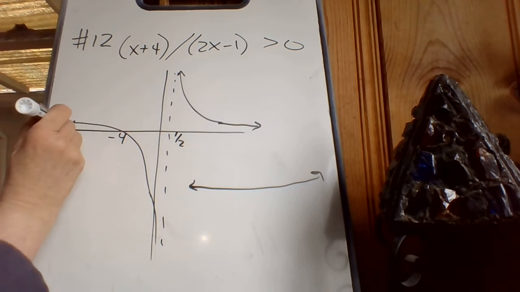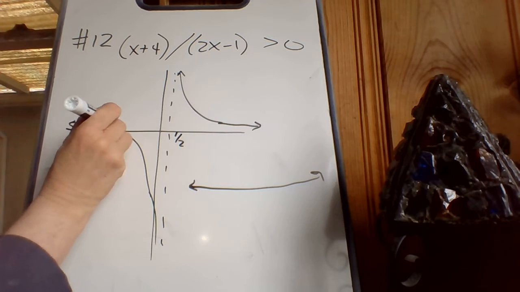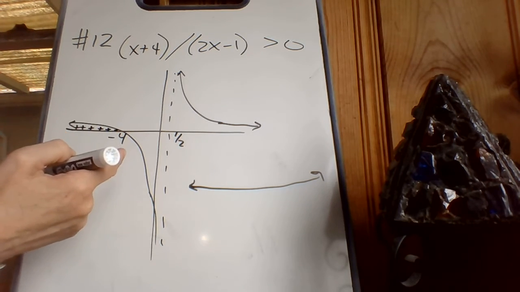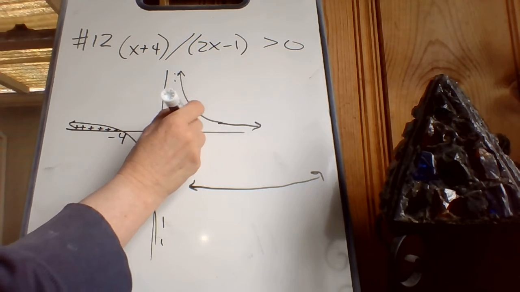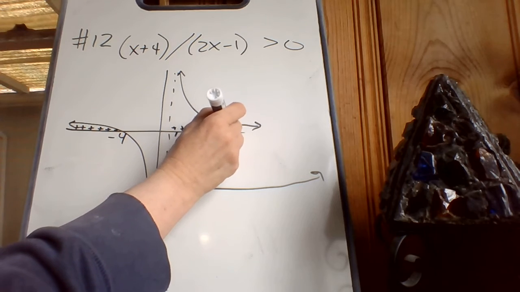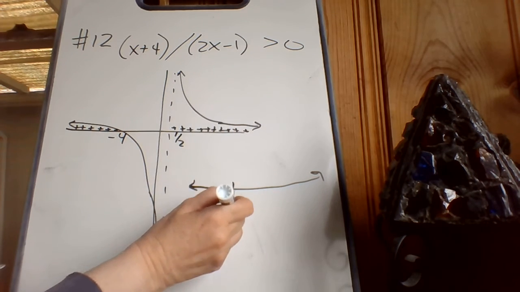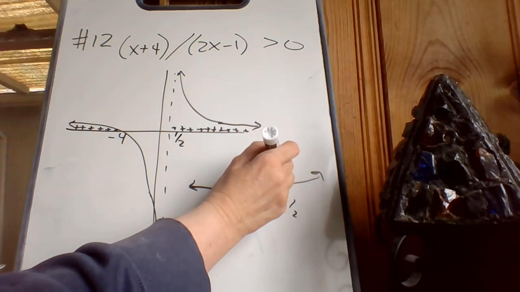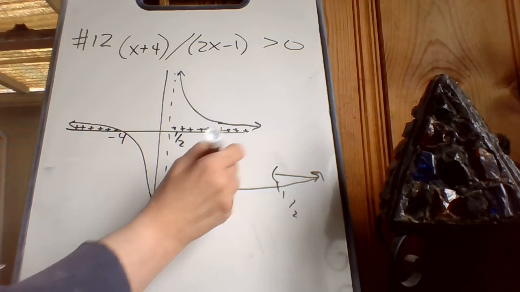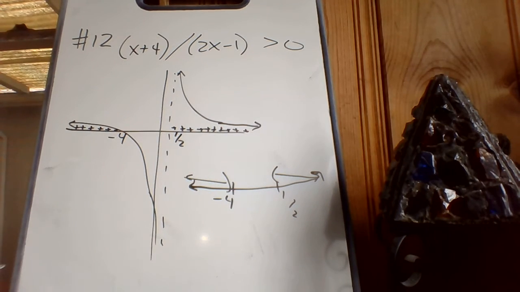So it's interested in when am I above the x-axis, which is all this stuff in here, right there till it gets to -4, then it's not. Okay, then it's negative. Okay, now once it gets past 1/2, it's positive from there on out. So on a number line, here's -4, here's +1/2, and here's the parts where it's positive. So this is a graph on a number line.